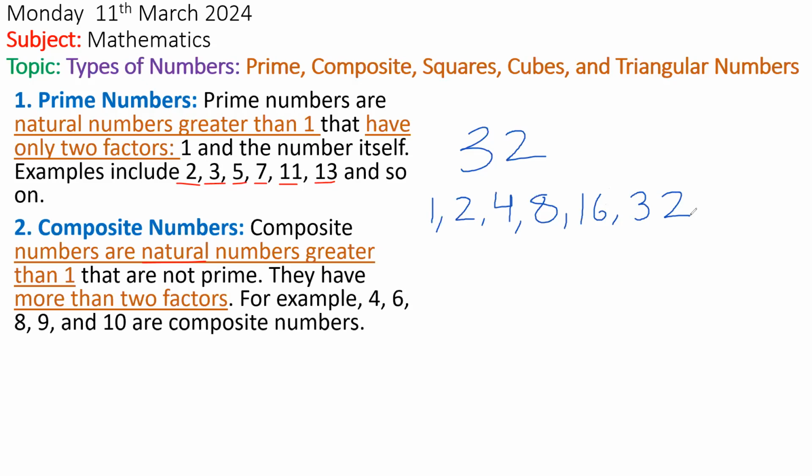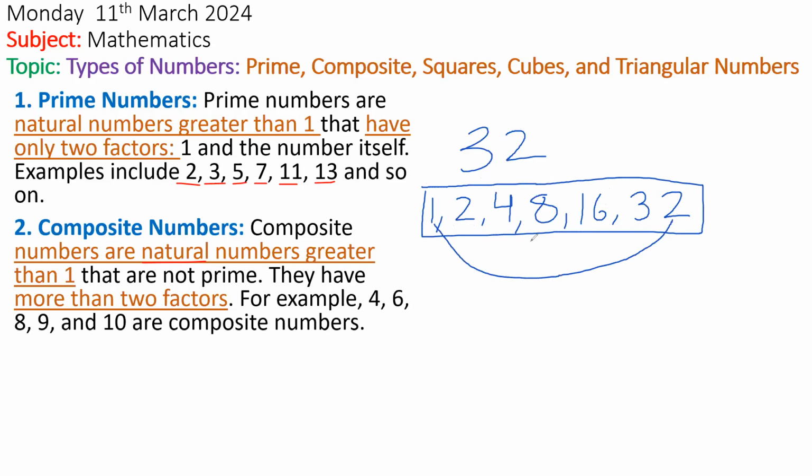I can't think of any. So how many factors does 32 have? Well, that's 1, 2, 3, 4, 5, 6 factors. All these are factors of 32. For example, 1 times 32 is 32, 2 times 16 is 32, and 4 times 8 is 32. So 32 has 6 factors.